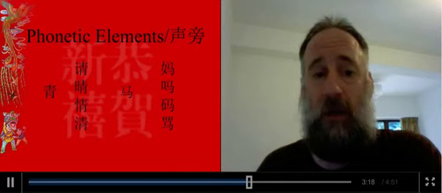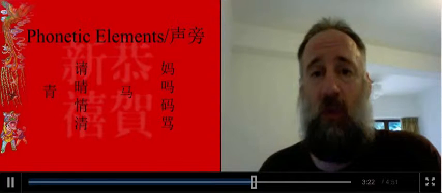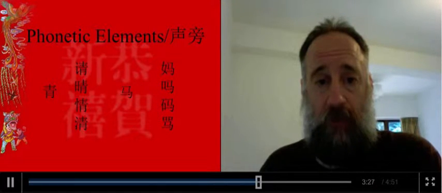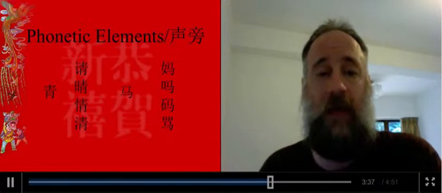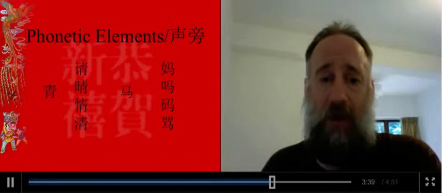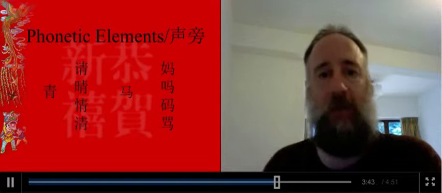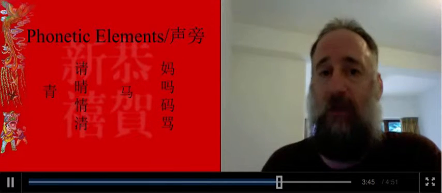Another example, ma, the sound element. In this case, it means horse. Mama, mother, the woman radical plus the horse sound element. Ma, the question particle, the mouth radical and the sound element. Ma, as in how ma, number, the stone radical, the horse, the sound element. And ma, to scold, again, the mouth radical and the sound element. So it's a good idea to pay attention to sound elements because oftentimes they can help us remember the pronunciation of a word.